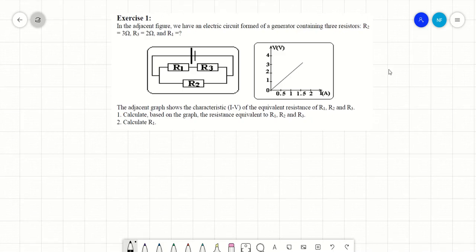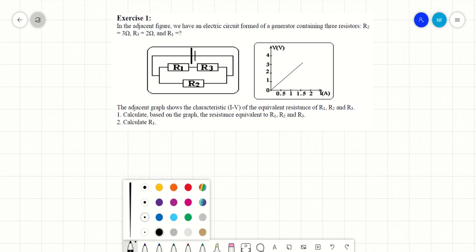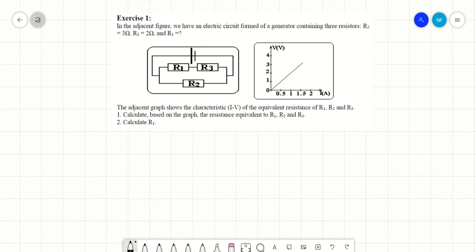Today we will be working with a worksheet related to electricity, the 3 chapters: potential difference, electric current, and resistors. We will be starting with exercise 1.